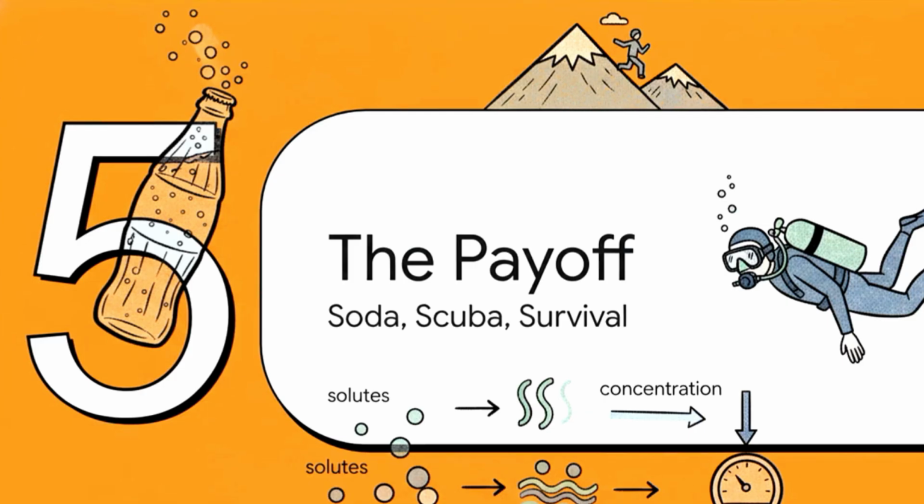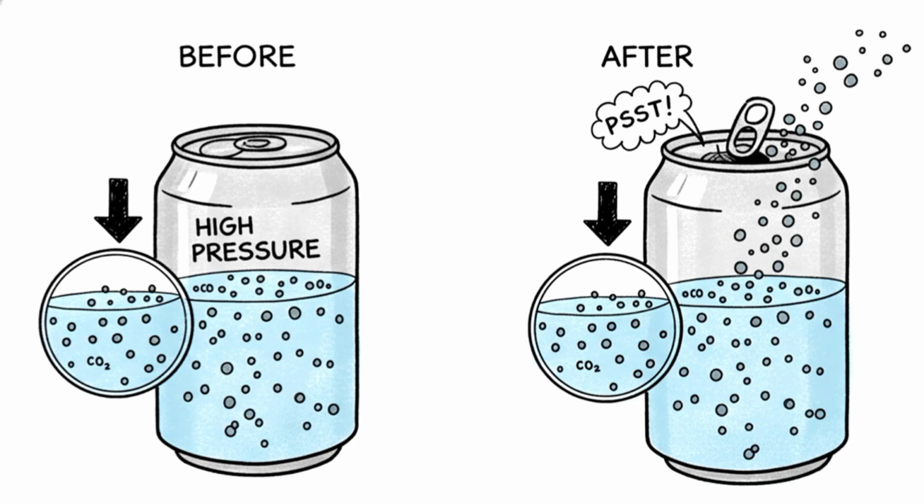Okay, now for the big payoff. Let's connect everything we've just talked about: solutes, solvents, concentration, and especially Henry's Law, all the way back to our original riddle about soda, scuba diving, and surviving on a mountain. You know that fizz in your soda? That is literally Henry's Law in a can. To make soda, the factory forces carbon dioxide gas into the liquid under super high pressure. As long as that can is sealed, the pressure stays high, and the CO2 stays dissolved. But the second you pop the top, whoosh, you release all that pressure. The gas isn't soluble anymore, and it rushes out of the solution as thousands of tiny bubbles.